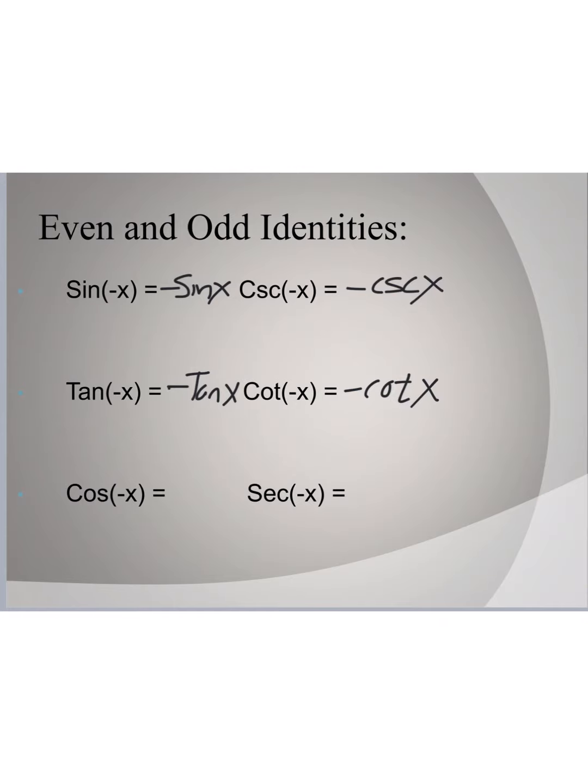For your cosine and your secant, the negative sign just will get taken out because of how things work with our unit circle. So we have cosine of negative x is equal to the cosine of x, and the secant of negative x is equal to the secant of x.